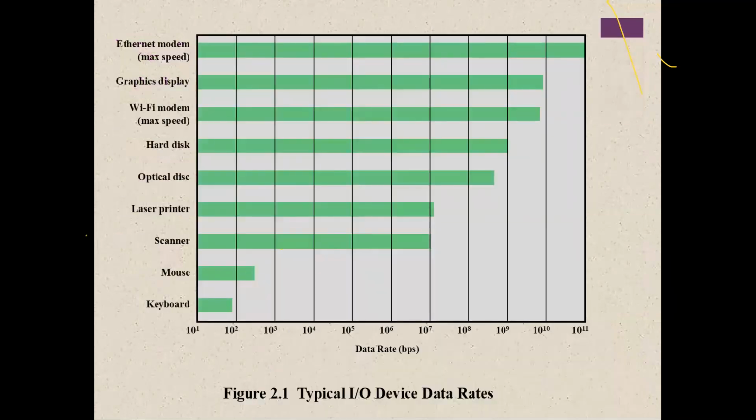So this diagram, take a good look at it and see the speed of some of these peripherals, from keyboard, mouse, scanner, and so on and so forth. So just take a minute to familiarize yourself.